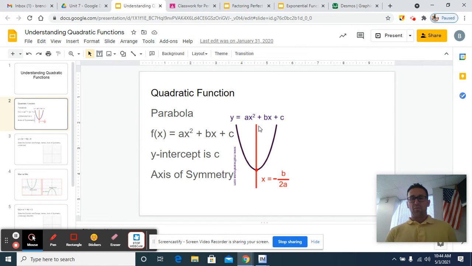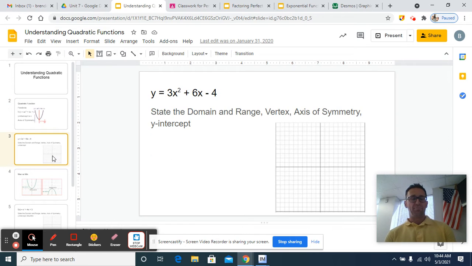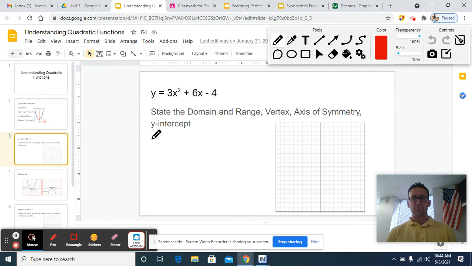Okay, the y-intercept is where it crosses the y-axis, just like a line. The axis of symmetry cuts the graph in half. And this is the formula for axis of symmetry that we're going to use. Okay, so if I have this equation right here, the first thing you should do right away is do that negative b over 2a. And it's really x equals that.